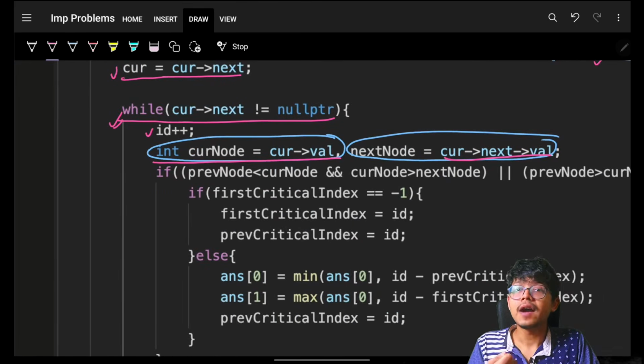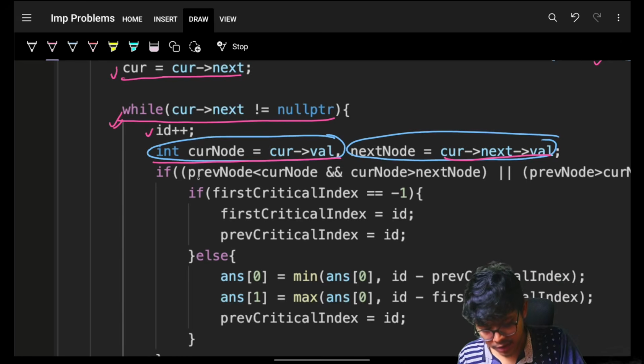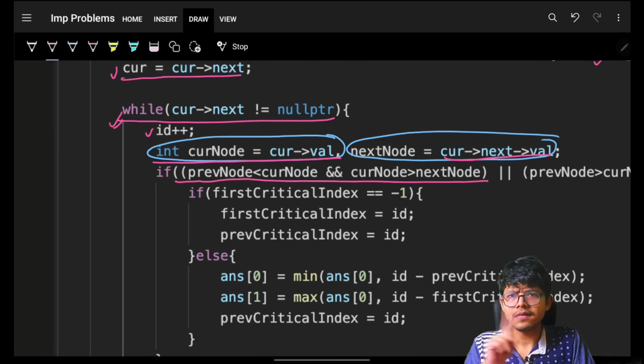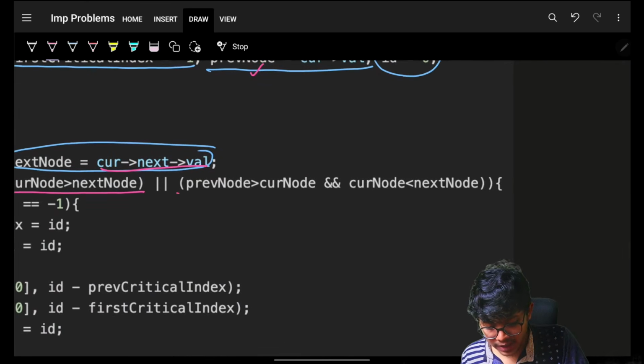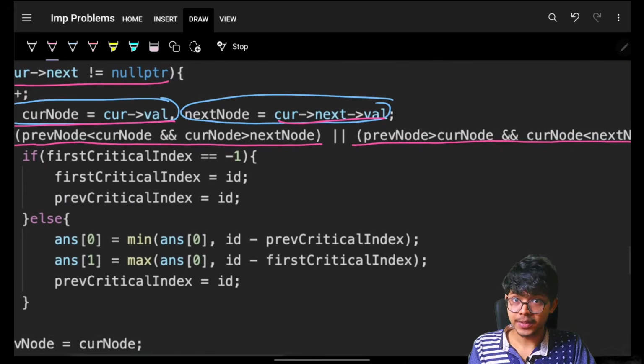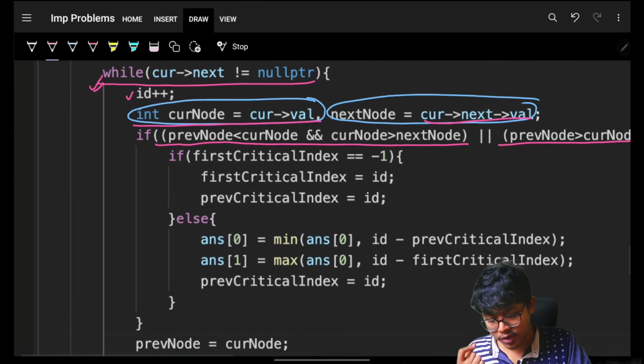Now you will have to check if this is either a local minima or a local maxima. So for that, I will first check if it's a local maxima, just comparing with the previous and next node, or it should be a local minima. If any of these cases is there, which means that this is a critical point. So firstly I will check, is it the first critical point?